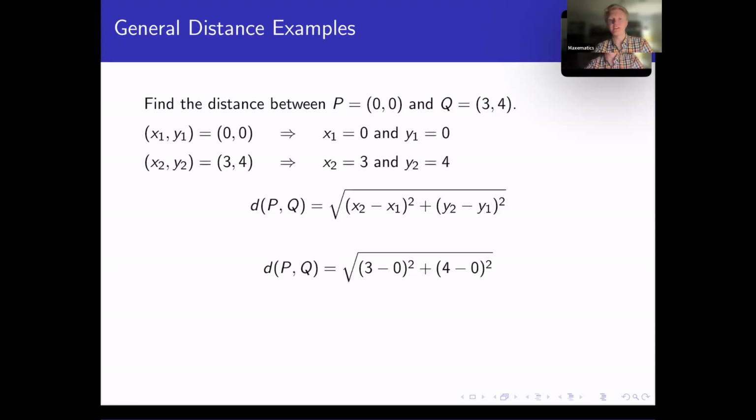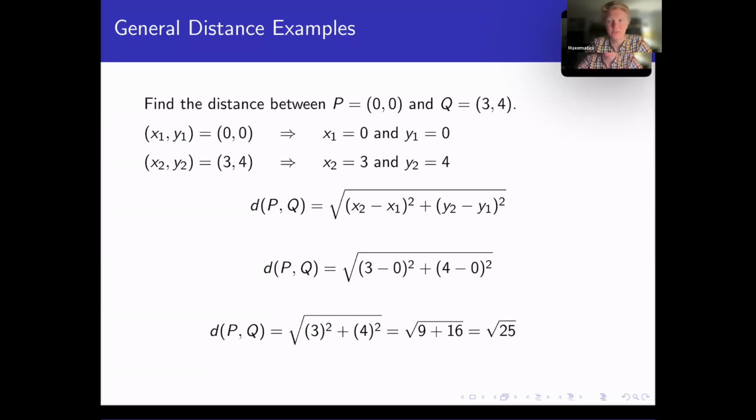Well, plugging in everything we got, conveniently, subtracting 0 doesn't change anything. 3 squared is 9. 4 squared is 16. 9 plus 16 is 25. Square root of 25 is 5. Oh, how nice. Exactly the same thing. So Pythagorean theorem is very nice when we're doing it just from the origin, but in any other case, you're probably more likely to just use the distance formula.